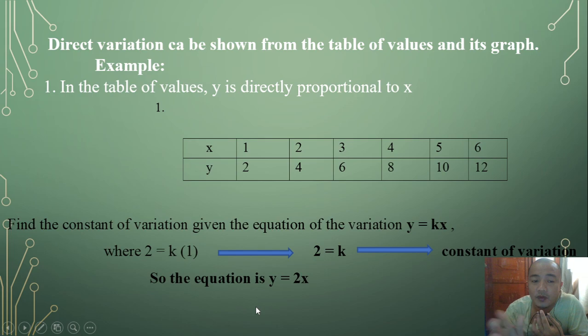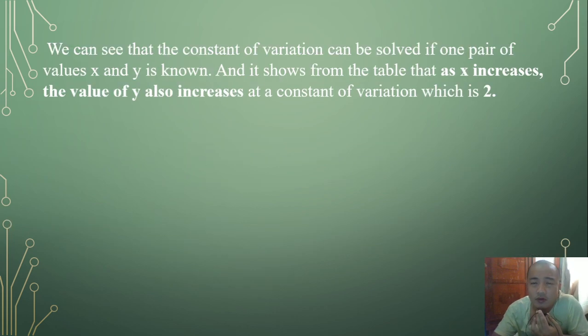Right? So, that is how to find the constant of variation and the equation of variation. First, we solve the value of k. Just divide y by x, and then substitute in the equation of variation y equals kx. So we can see that the constant of variation can be solved if a pair of values of x and y is known, and it shows from the table that as x increases, the value of y also increases at the constant of variation, which is 2.